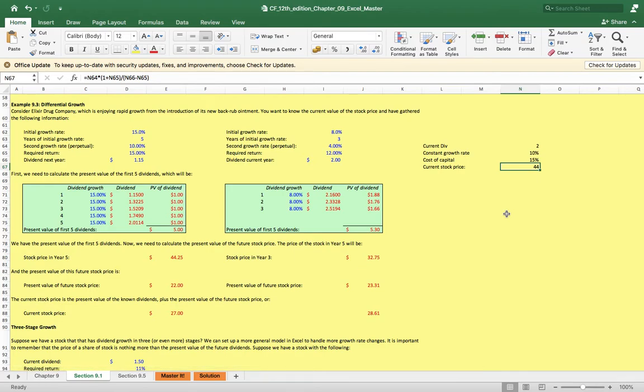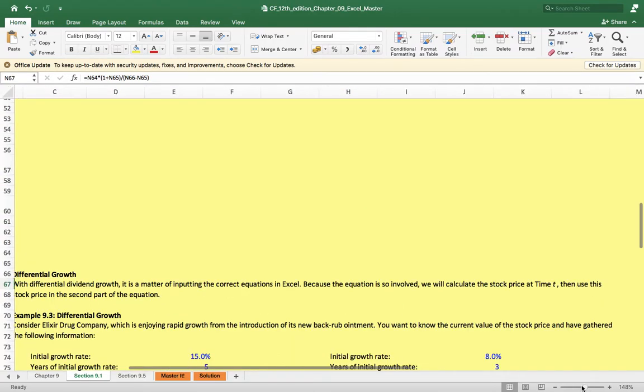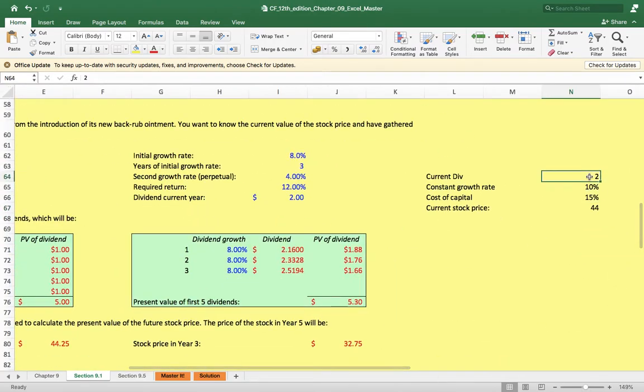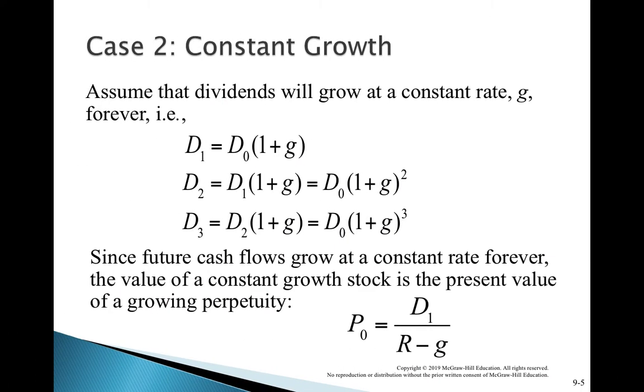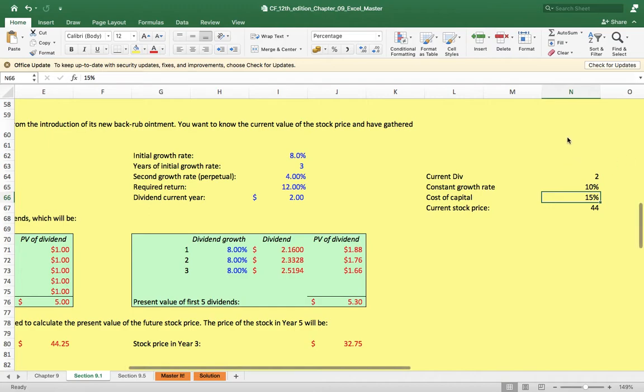Current dividend is $2, constant growth rate is 10%, and the cost of capital is 15%. Therefore, the formula is too straightforward, D1 divided by R minus G. D1 is equal to, we have seen, D0 times 1 plus G. So D1 is D0 times 1 plus G, divided by R minus G. I hope it is clear.